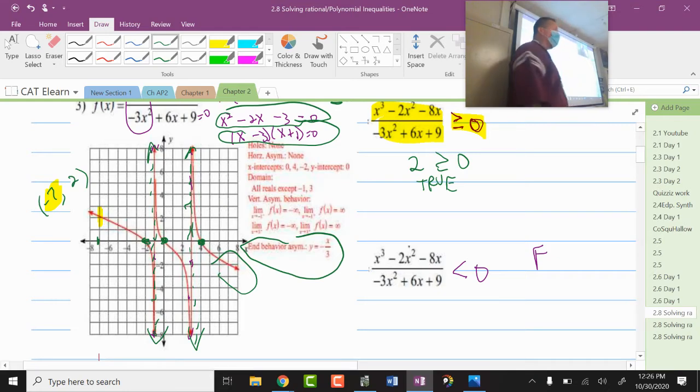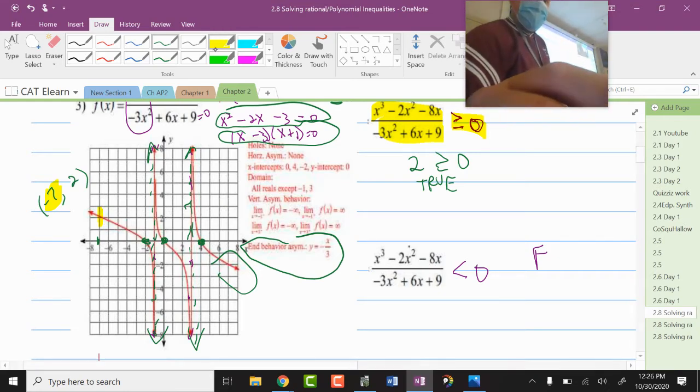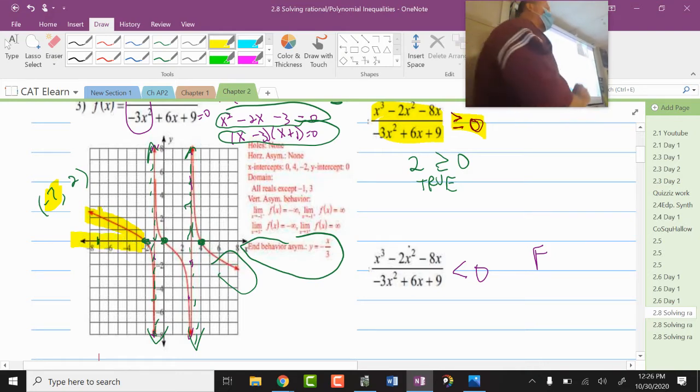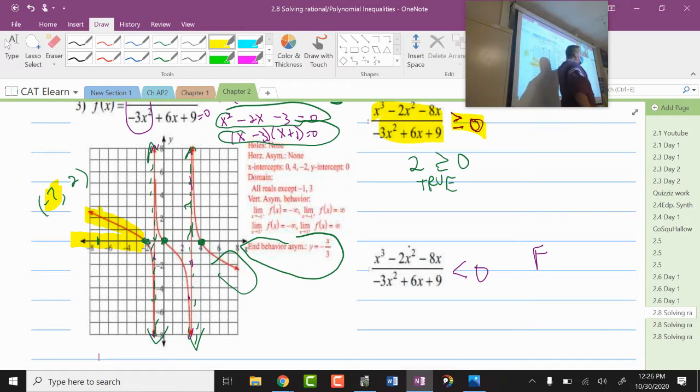No. How many are there? Starts with an I. An infinite amount. Because aren't all of these output values positive? That means all of these input values are going to be good. All of these input values that I just marked right there will create an inequality that is true. Whatever the output value is, it's going to be positive.